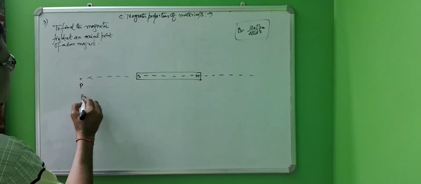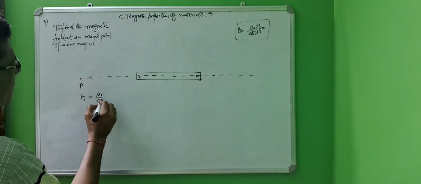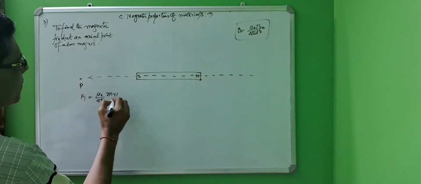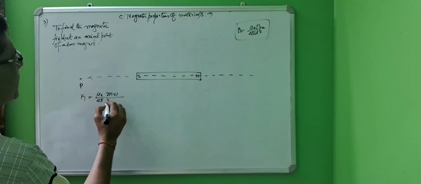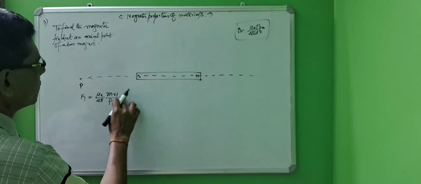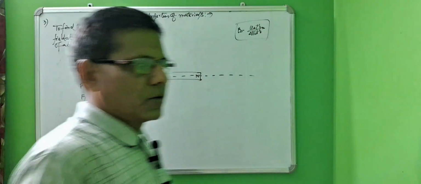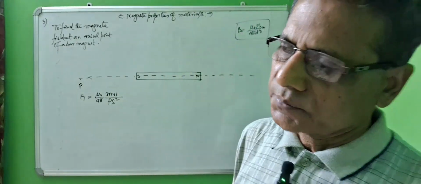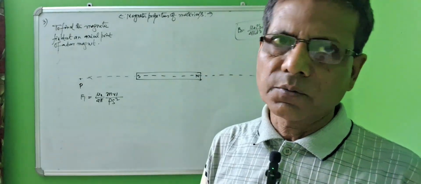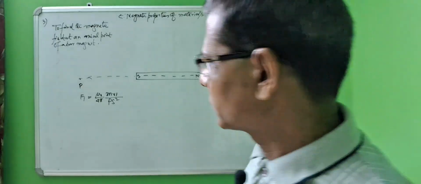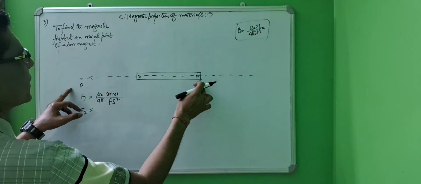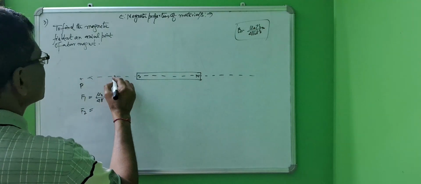So F1 is μ0 upon 4π, m into 1 divided by PS square. This is the distance between these two, as you know from the previous year, that is 12th class. Because this is of JEE level, we deduce this problem as said earlier. And F2 for this point N we get in this way.